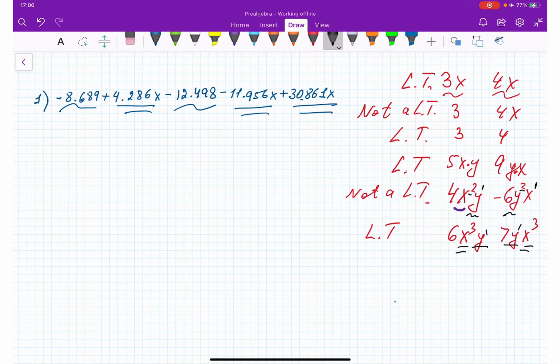Therefore, back to our example, all terms that don't have any x or any other variable are like terms, and I underlined them with a wavy line. And the terms that have x, I underlined with double lines. So what does that mean? Now we can add the like terms. Let's see. Negative 8.689, and we have negative 12.498.